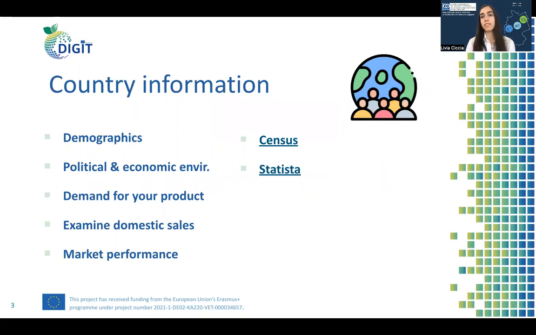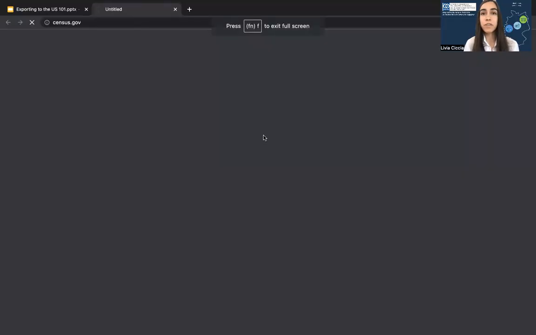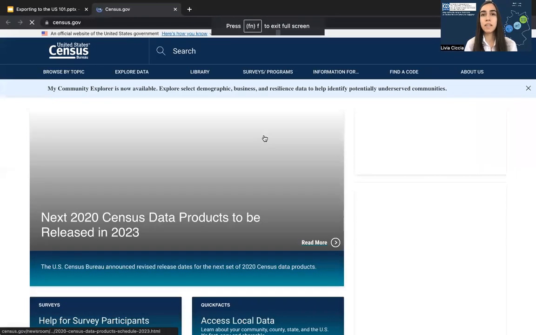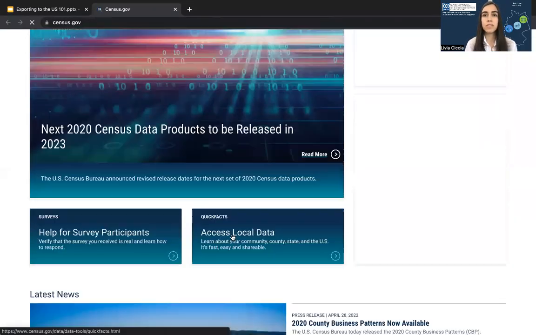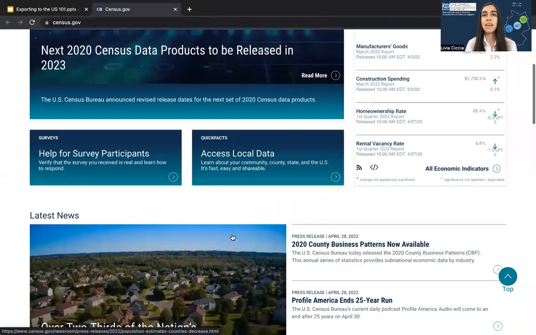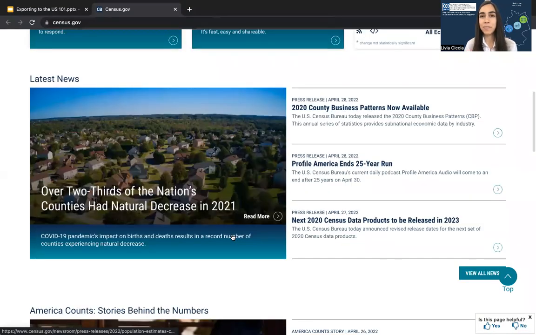First off, country information. It is really important to know your target market so that you can better meet the needs of your customers. To do that, we suggest you look into the demographics, and some really great websites to do that are Census and Statista. On Census, which is a government database, you can find information about your target population and analyze factors such as age, race, and gender, so that you know your target market and you can better understand what they need.